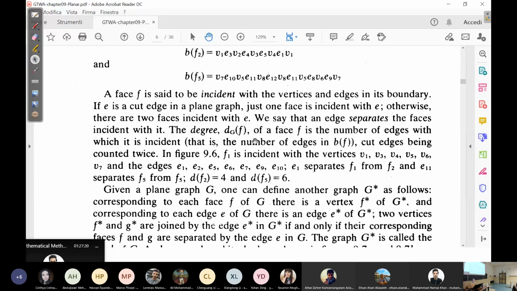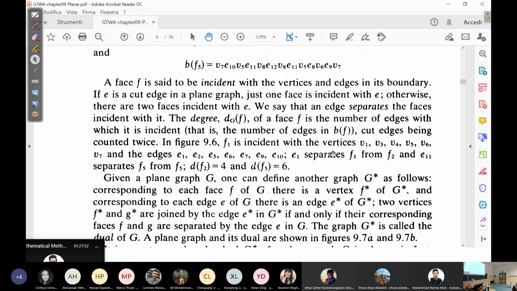The degree of a face is the number of edges with which it is incident. But remember that you count cut edges, if any, twice: the number of edges in the boundary of F, with cut edges being counted twice. Why? Because when you go around the boundary, you meet it twice. So the degree counts twice the cut edges possibly present in the boundary.